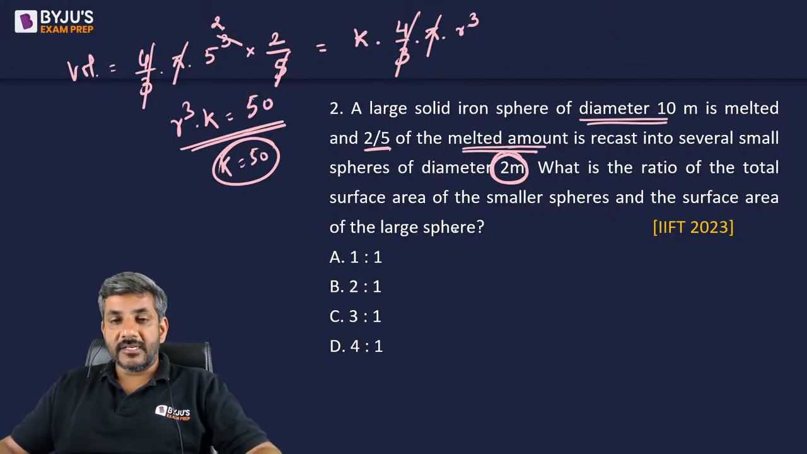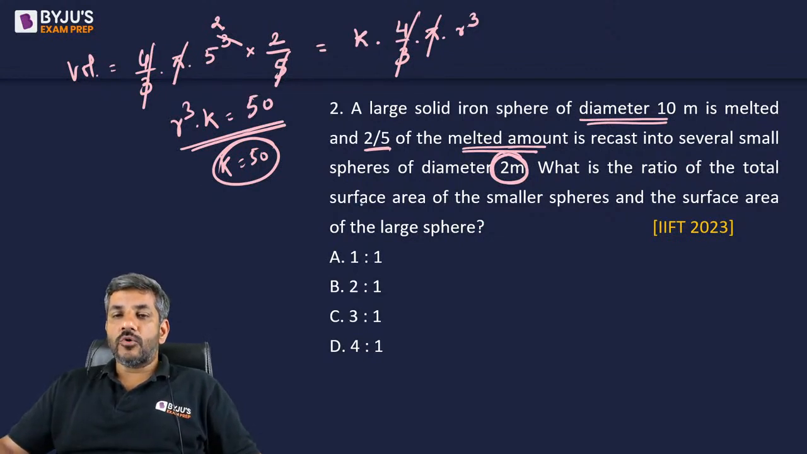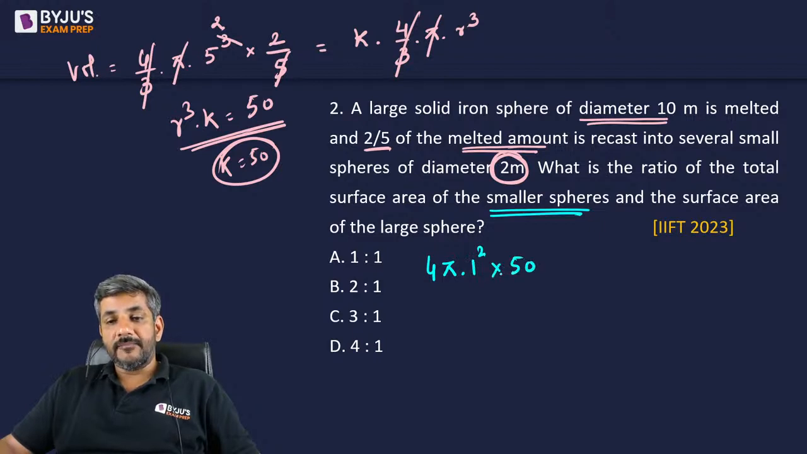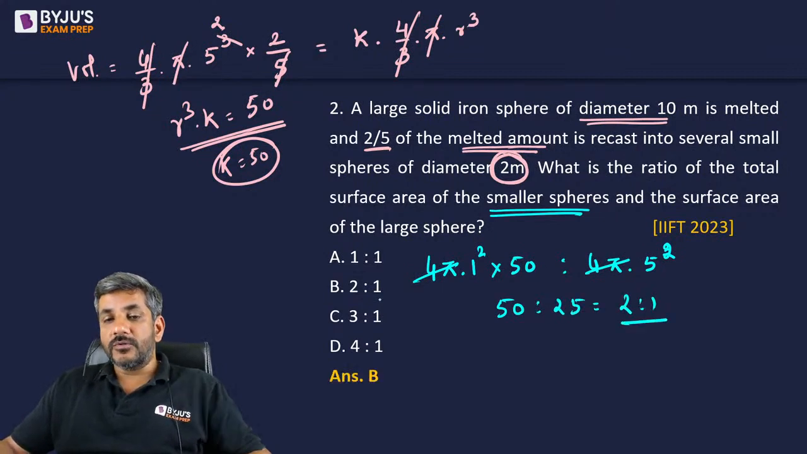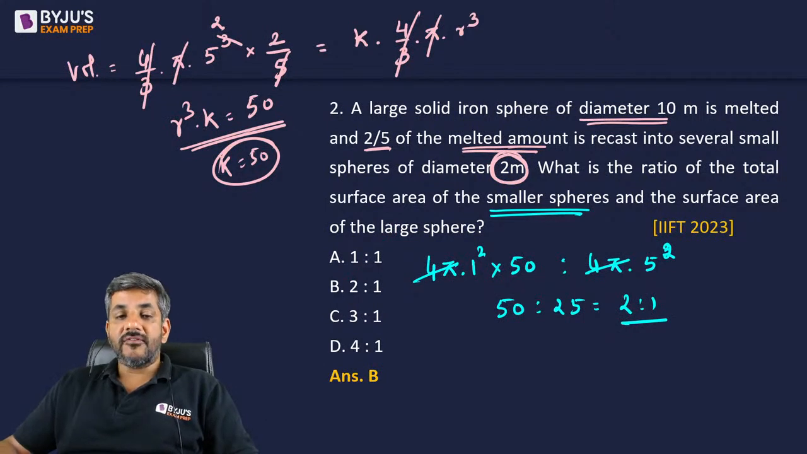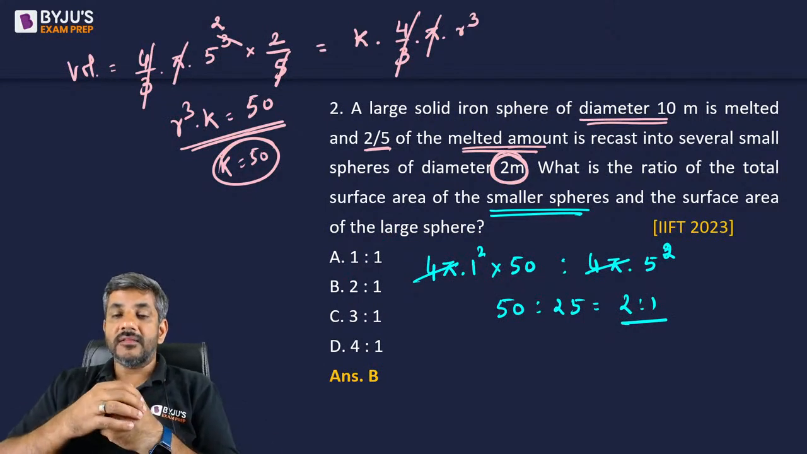What is the question asking you? What is the ratio of the total surface area of the smaller spheres? So what is the surface area of the smaller spheres? Surface area होता है 4 pi r square and there are 50 such spheres. So this is their total surface area. 4 pi will cancel out with this 4 pi. 50 into 1 square is 50. On the right hand side I have 25, and 50 to 25 is 2 is to 1. So the right answer for us is 2 is to 1 for this question.